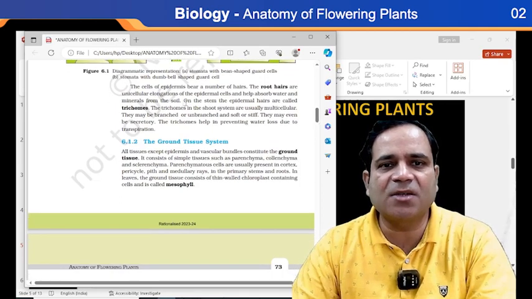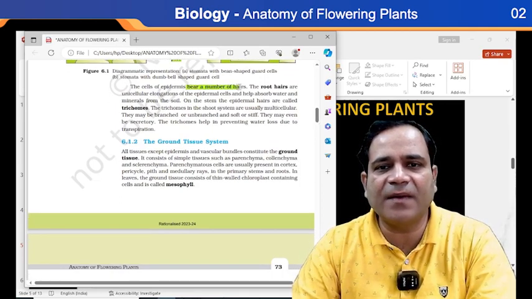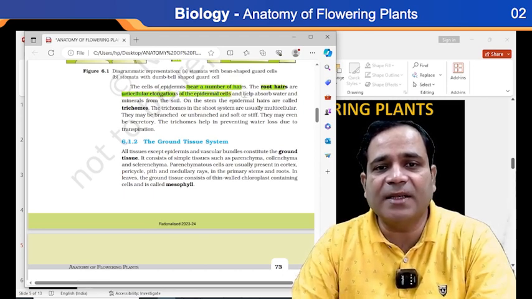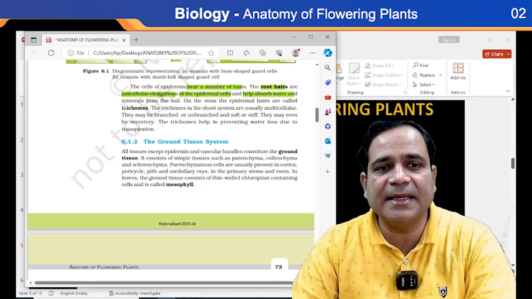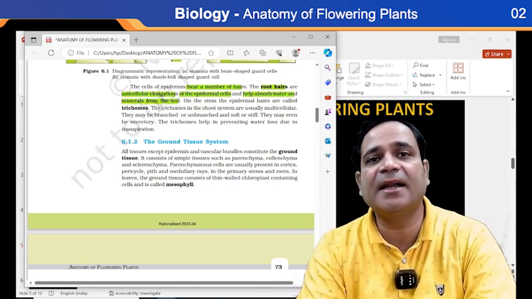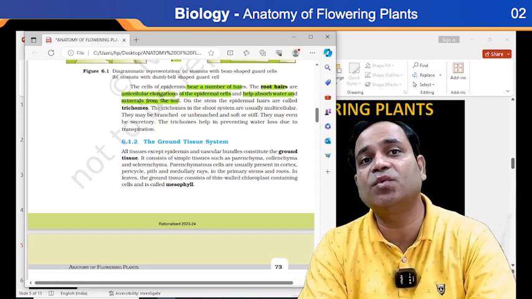Clear? So the cells of epidermis bear a number of hairs. The root hairs are unicellular elongated. If anybody asks you about the root hair, what do you say? Unicellular elongation of the epidermal cells, which helps to absorb water and minerals from the soil. So mainly the water and minerals are absorbed by the root hairs.